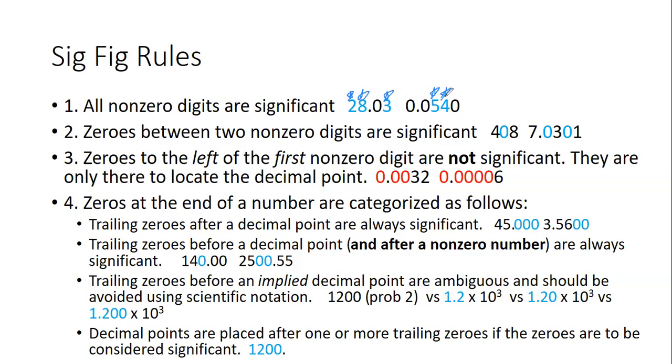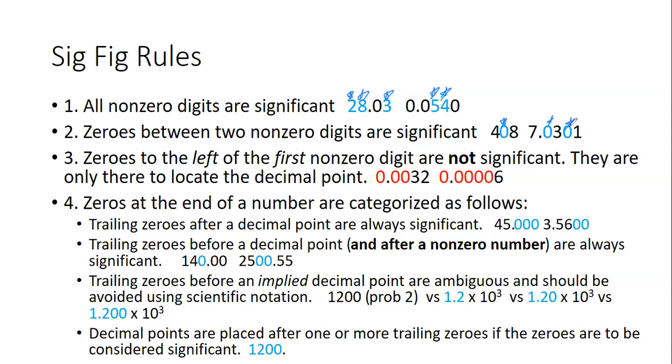Now, zeros are where all the rules come into play, right? Because there's a lot of rules to do with zeros. First off, any zero between non-zero numbers we are saying are significant.